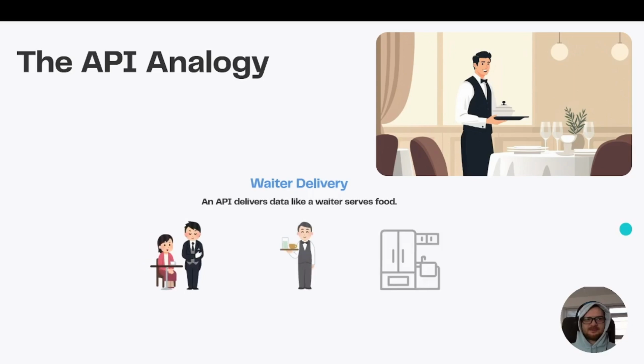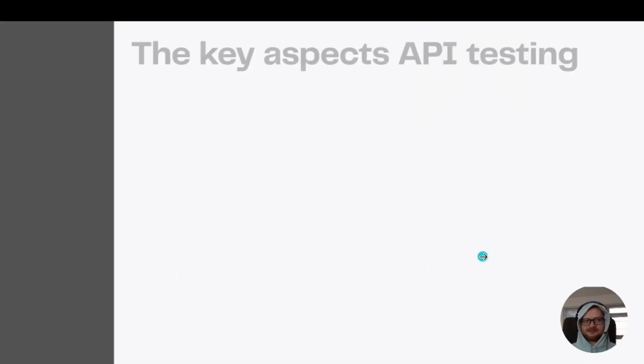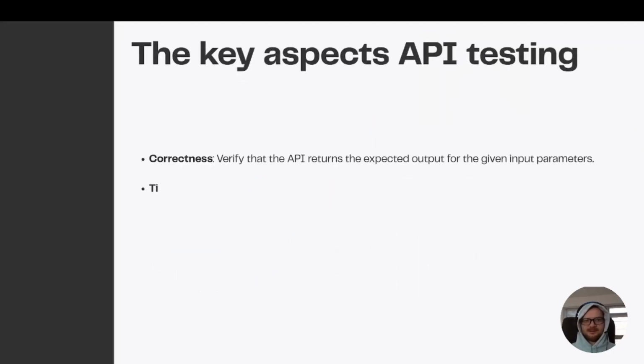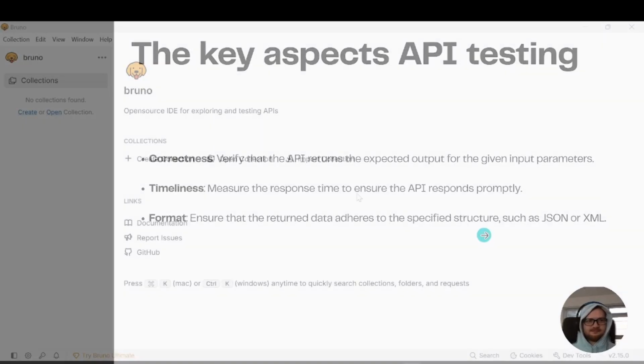An API call is like a waiter, taking your order to the kitchen and bringing back the result. You ask for something, the kitchen prepares it, and the waiter brings it back. Your job as a tester is to check: did it bring the right thing? Did it return in the right time? And is the data in the right format?